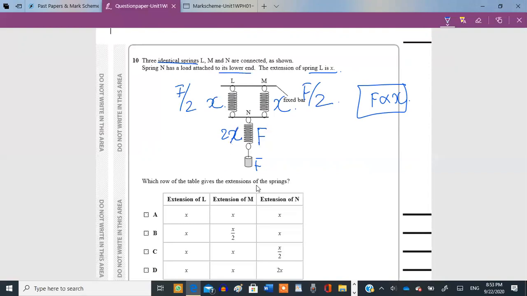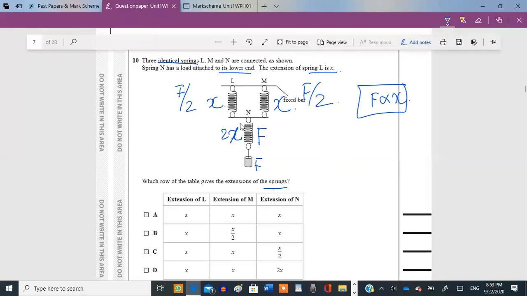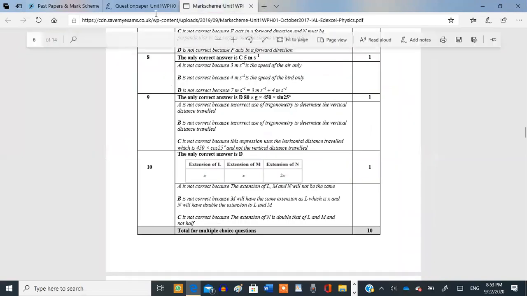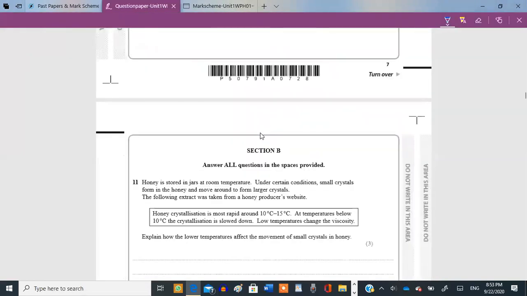Which row of the table gives extension of these springs? The extension of N is going to be x. Extension of M is, sorry, it's not x, it's 2x. We just calculated that, it's 2x. And the other two are going to be equal, it's option D. Yep, that's the answer. Then 11.